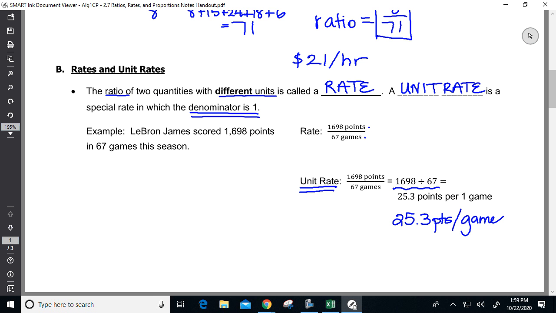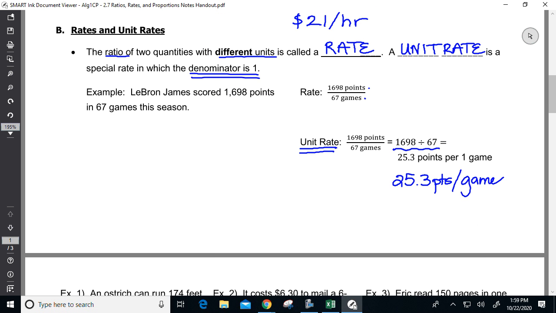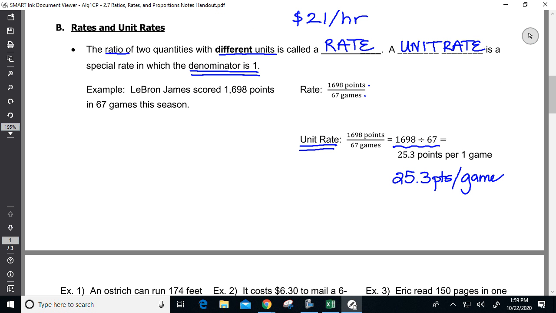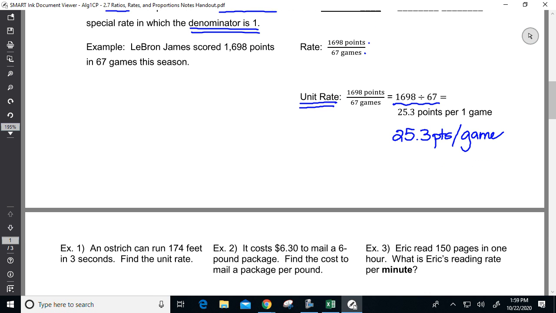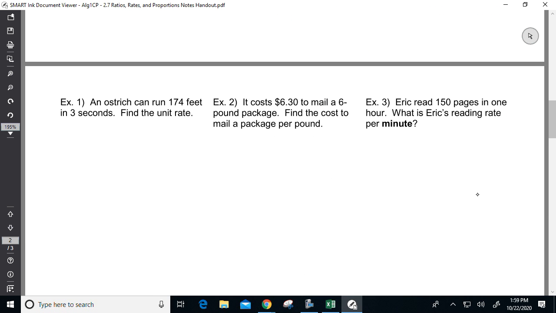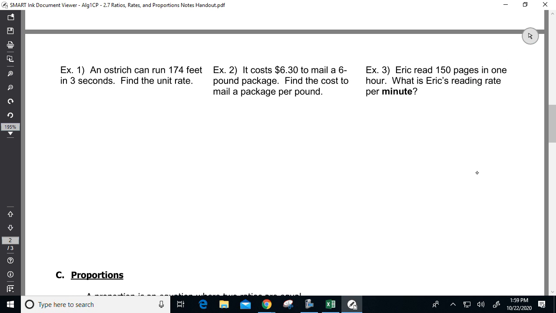So let's practice finding a unit rate. After we do these 3 examples, we'll take a short break and solve proportions. Give you a chance to stretch. Alright. So example 1. An ostrich can run 174 feet in 3 seconds. Find the unit rate.